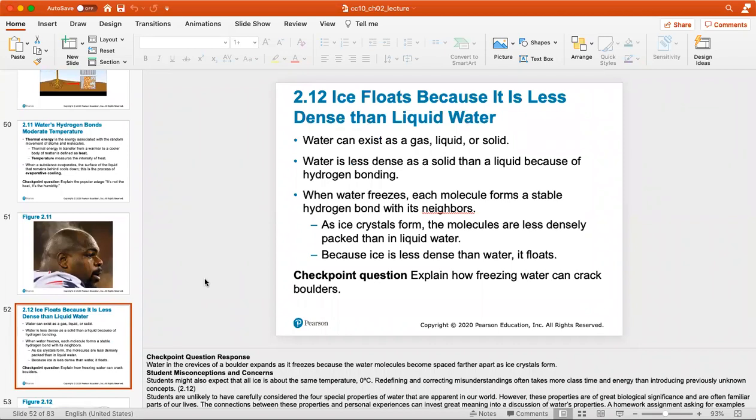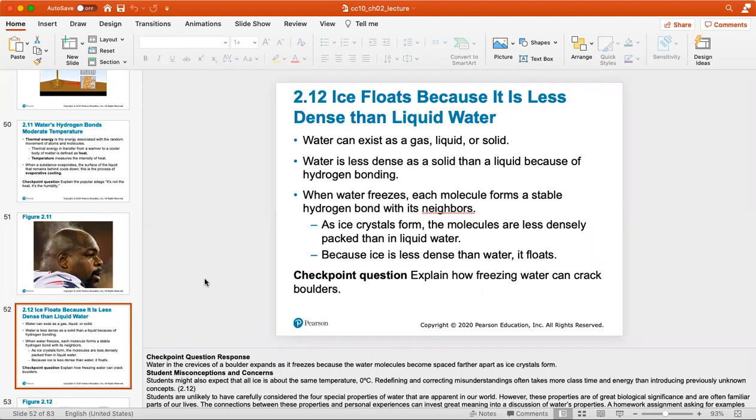Ice can float because it is less dense than liquid water. Water can be a gas, a liquid, or a solid: solid as ice, liquid as the water you drink or swim in or bathe in, and a gas as when it evaporates as steam. Water will be less dense as a solid than a liquid because of hydrogen bonding. When water freezes, each molecule forms a stable hydrogen bond with its neighbors. As ice crystals form, the molecules are less densely packed than in liquid water, and because ice is less dense than water, it will float.